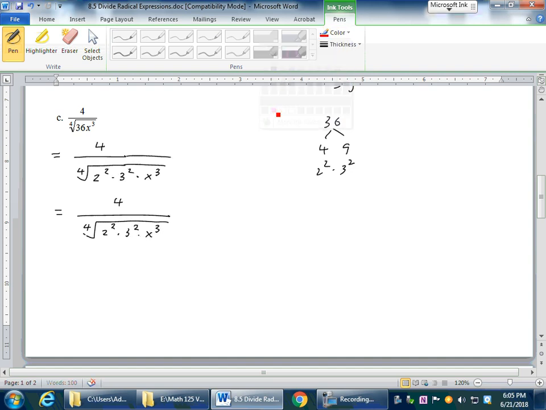Now, to rationalize it, we're going to multiply by the fourth root of, I have 2 to the second power already. I need to make 2 to the fourth power, so the missing factor will be what? I need to multiply by another 2 to the second. I have 3 to the second power already, so I need to multiply by another 3 to the second power to make it 3 to the fourth power. I have x to the third power already, so in order to make it x to the fourth power, I need to multiply by another x to the 1 power. So this is the number that we found out to multiply.